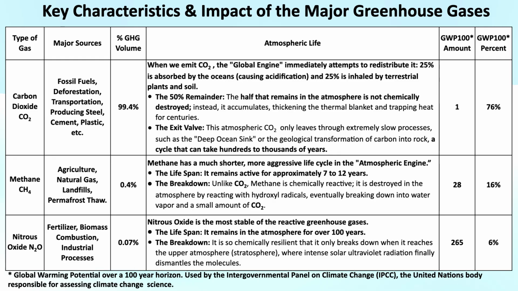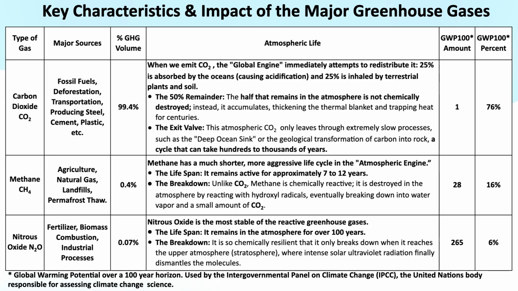Now, what's the atmospheric life? So when we emit CO2, the Goldilocks system sort of immediately redistributes it. So roughly 25% gets absorbed into the ocean. 25% gets absorbed by terrestrial life. That would be like plants and soil and things like that, human beings. And then the other 50% sort of stays in the atmosphere. The half that stays in the atmosphere, though, is not chemically destroyed. So it just accumulates and sort of thickens like a thermal blanket, trapping heat in the atmosphere.